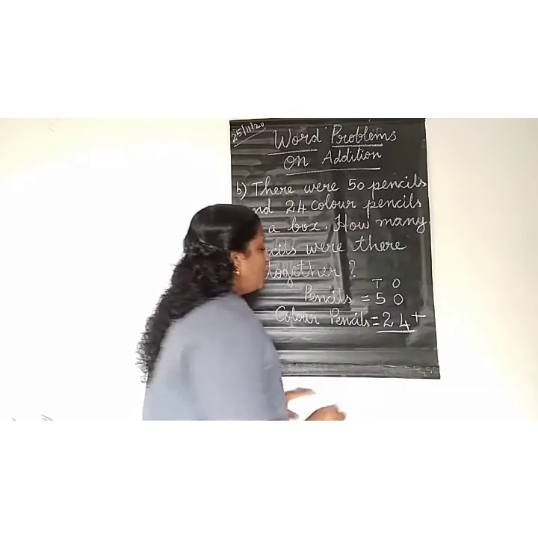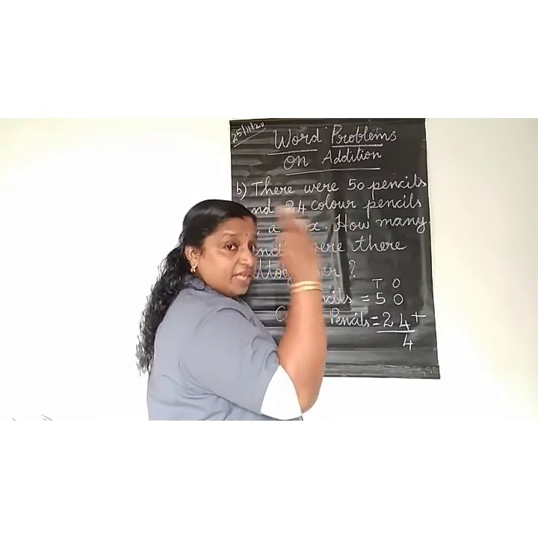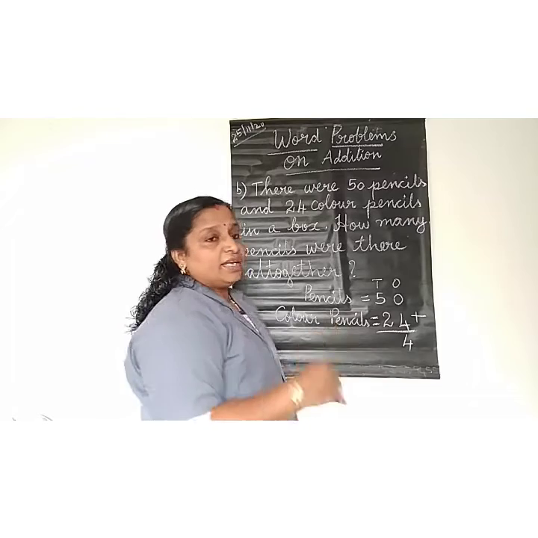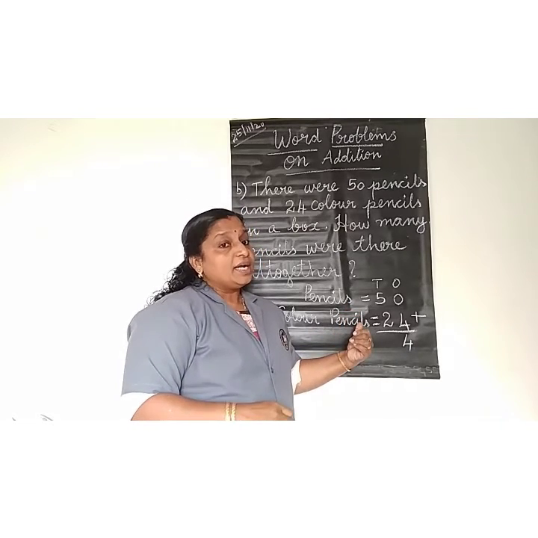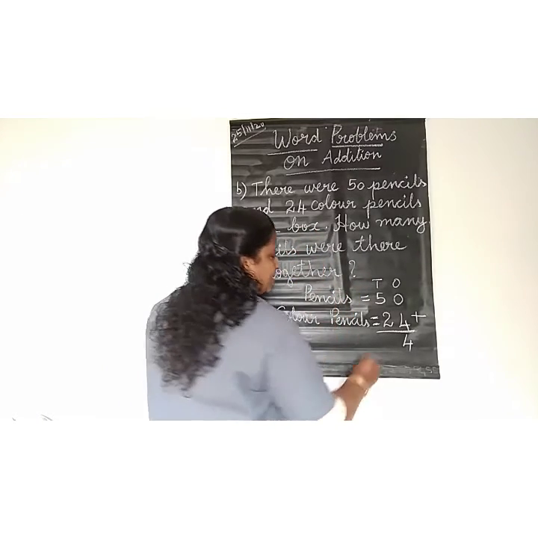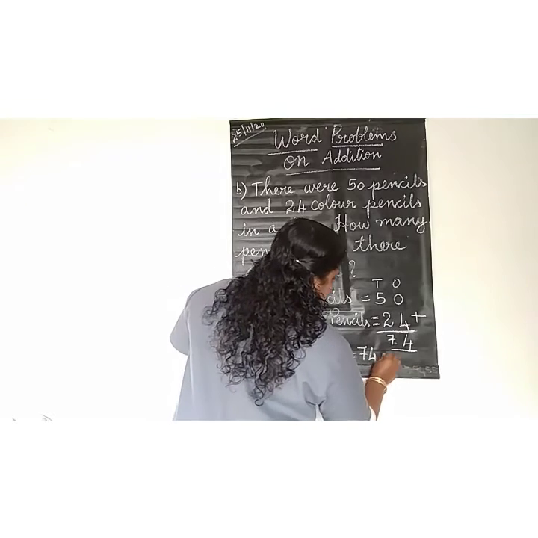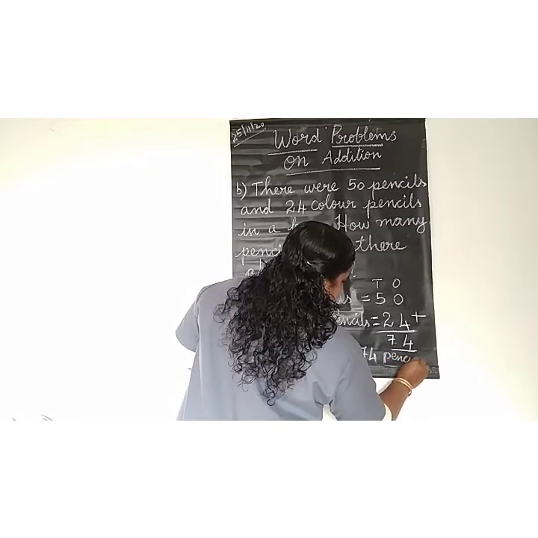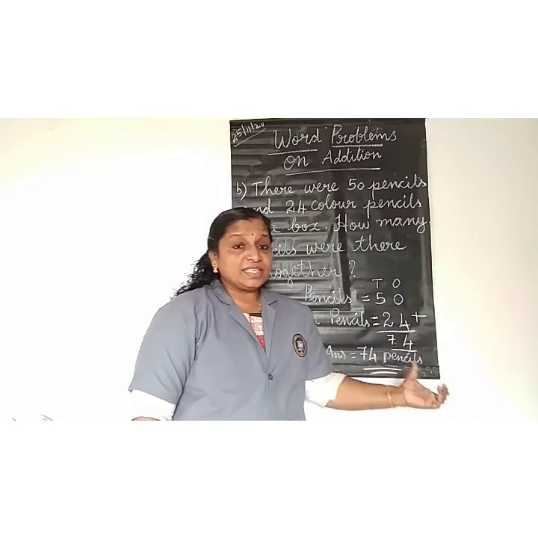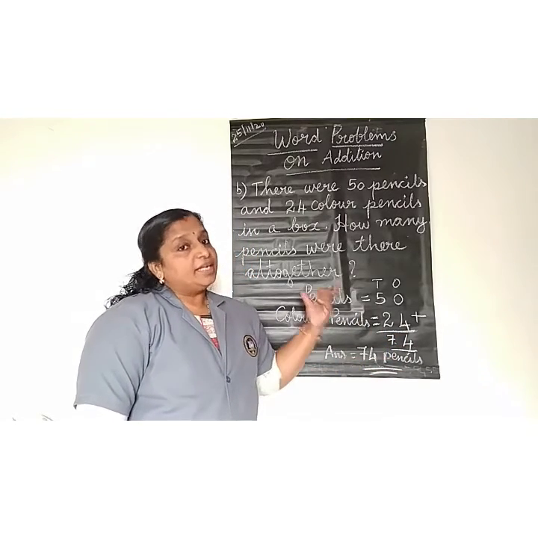0 plus 4 is 4. Then always remember, add the right side number first. That means ones place first, okay? Then what is the next number? 5 in tens place, and below it 2. 5 in your mind, 2 fingers up. 5 after: 6, 7. 74. So how many pencils are there? Answer: 74 pencils. This is the answer. Clear? 74 pencils are there.